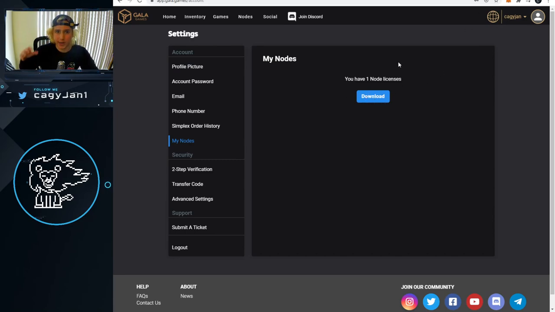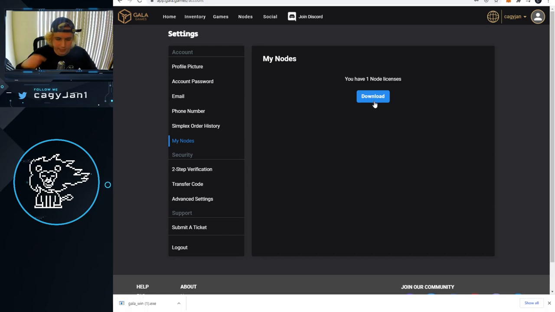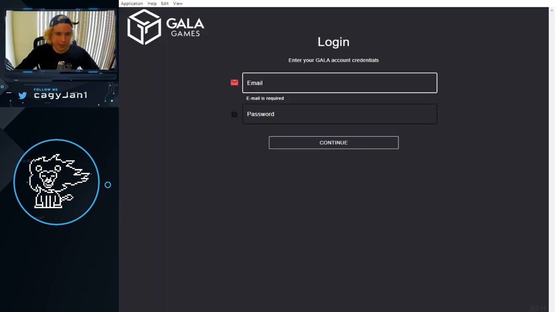So as of right now, it is a license, but it's not an NFT yet. It's gonna be an NFT license in the future. So basically, you're gonna be able to trade with people and sell your nodes if you want to. So you go right here, boom, download license. It's gonna download. Now once you install the application, which is called Gala Soft Node, you're gonna put your email and your password, the same one you use in your Gala account online, and then you're gonna go in.